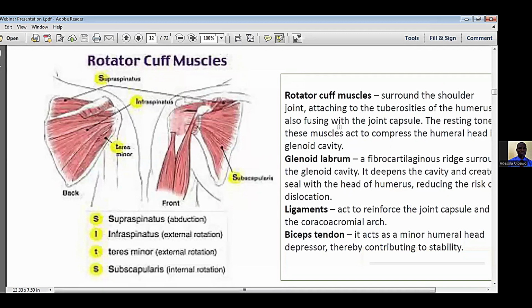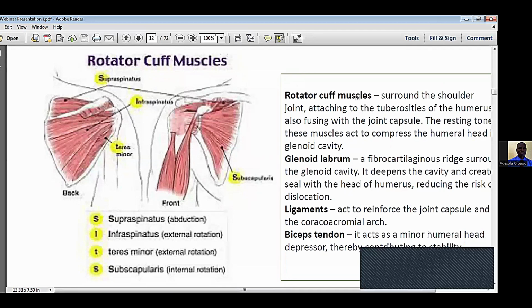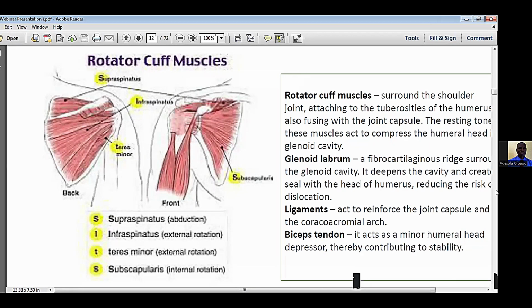So in addition to rotator cuff muscle, we have the glenoid labrum. This is a fibrocartilaginous ridge surrounding the glenoid cavity. It produces like a cushion, at least inside the glenoid cavity, in which the head of humerus is resting, so to say, like a pillow in which the head of humerus is resting. And therefore, it reduces the risk of dislocation.